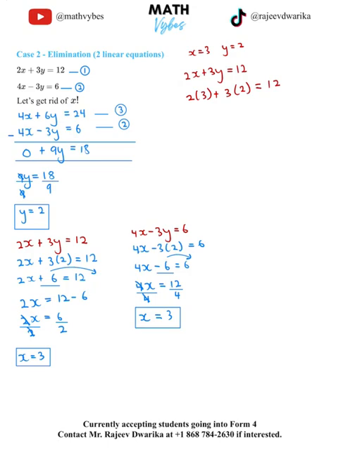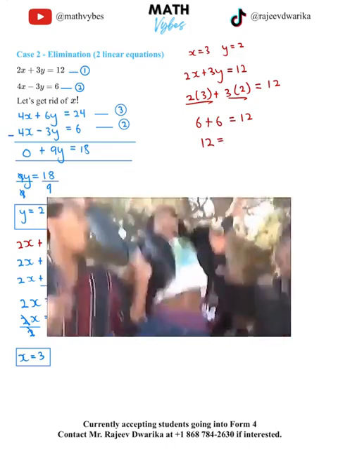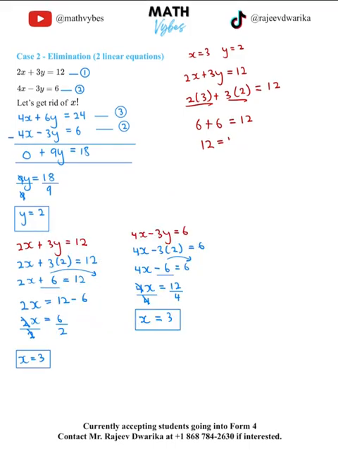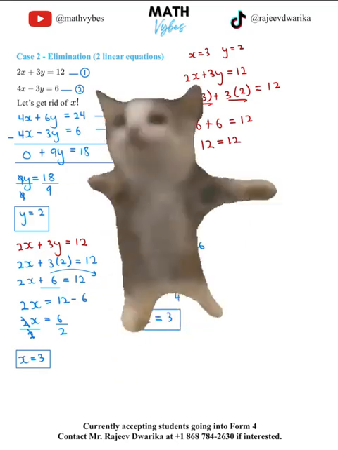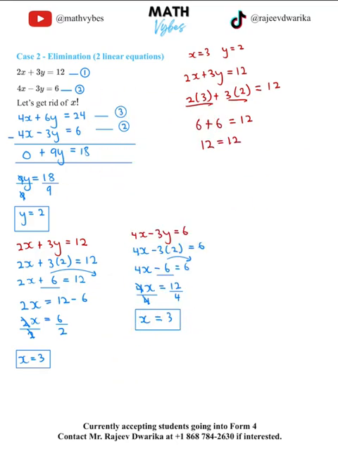So let's see if that's the case. 2 by 3 is 6, 3 by 2 is 6, and what is 6 plus 6, guys? 6 plus 6 is 12. So because we're getting 12 is equal to 12, you know that you're correct. Let's see if it'll satisfy equation 2 now. Equation 2 is 4x minus 3y is equal to 6. Remember, x is 3, y is 2, and so if it's correct, it's supposed to give us 6.